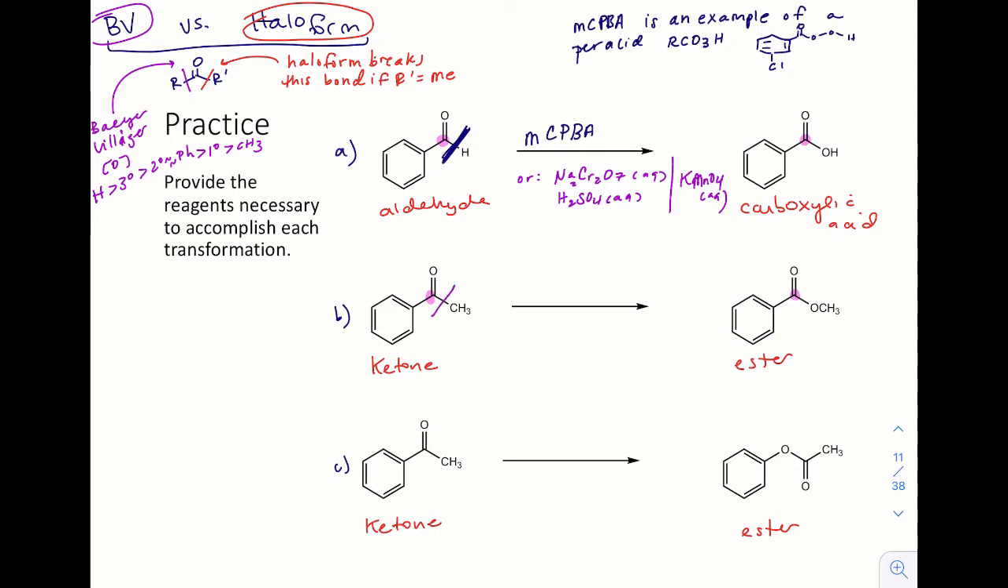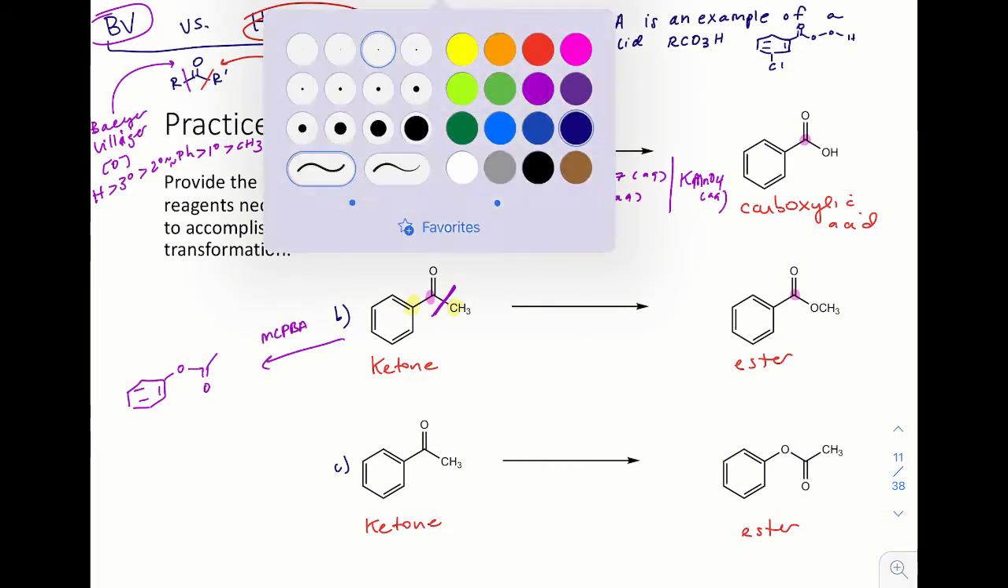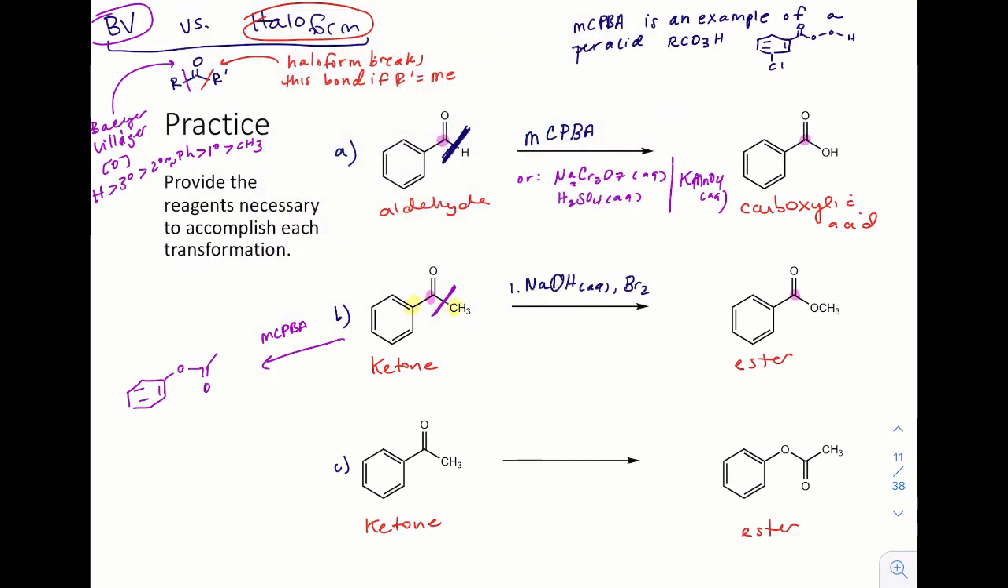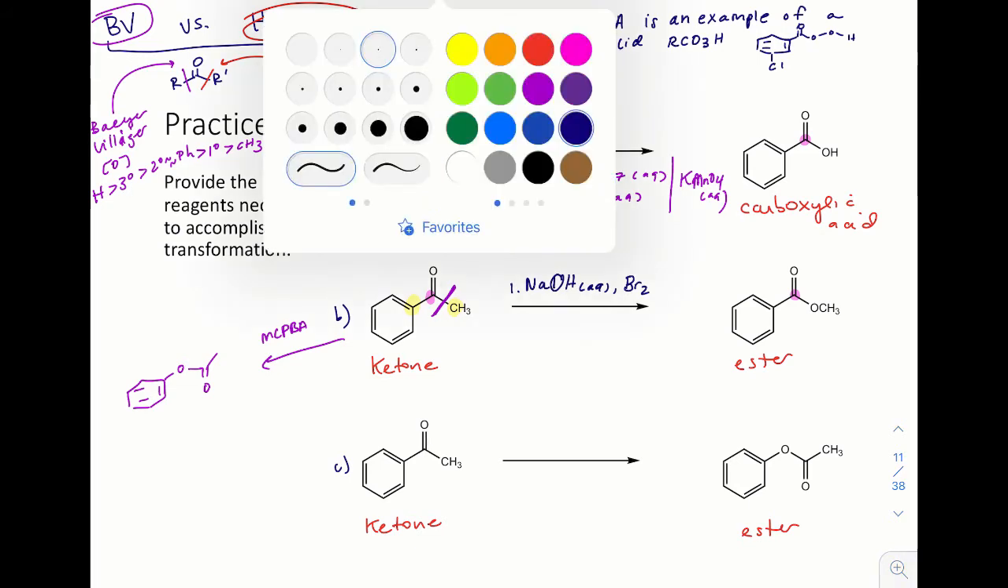So for this transformation, the carbonyl carbon bond to the methyl group is being broken. If we were to treat with Baeyer-Villiger conditions, we would not observe the desired bond being broken. We would observe the phenyl carbonyl carbon bond being broken because phenyl migrates faster than methyl. So we can see up here at the top of the screen. So that is an undesired product. In order to make methyl a leaving group, we will use the haloform reaction. So we will treat with aqueous sodium hydroxide in the presence of molecular bromine. That will generate the carboxylate.